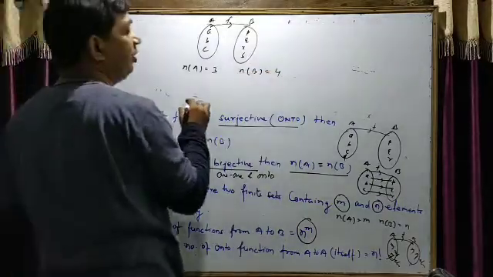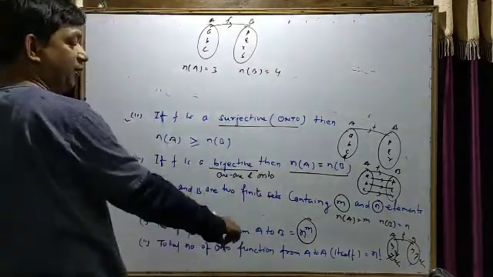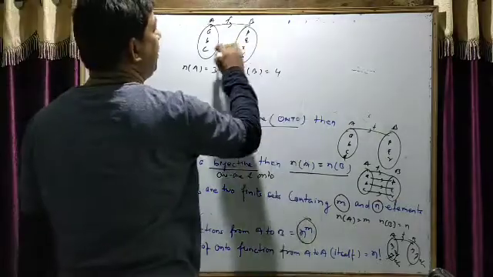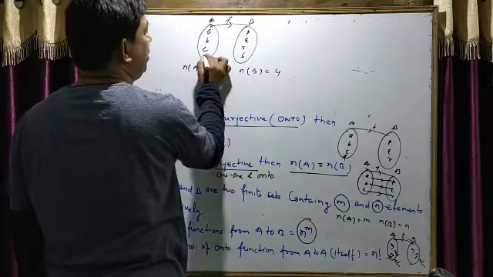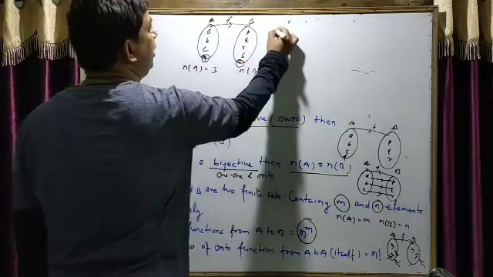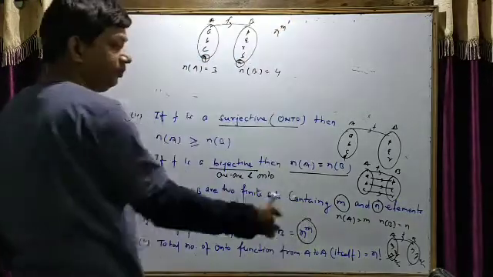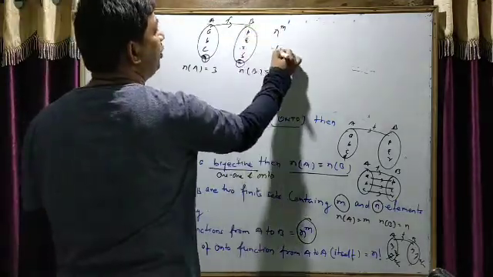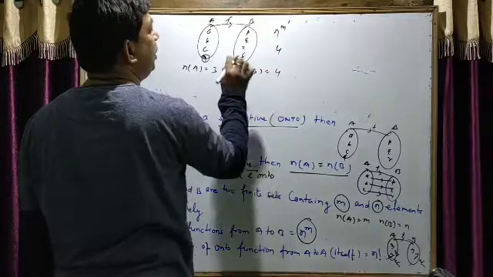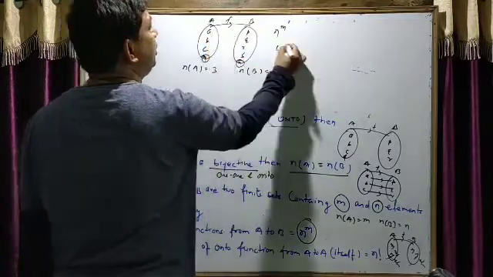Now, how many functions are there? The number of functions from A to B is n to the power m. This set contains m elements, and this set contains n elements. Then the answer is n to the power m. So here what is n? 4: 1, 2, 3, 4. And what is m? 1, 2, 3.